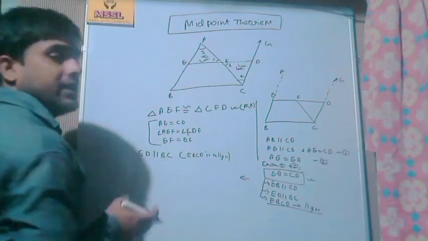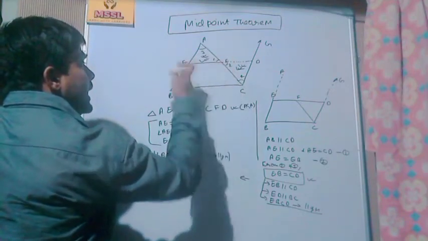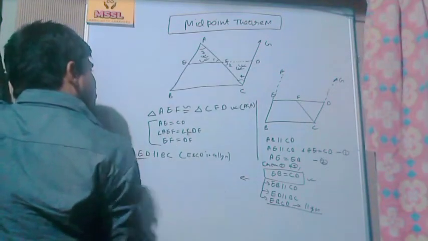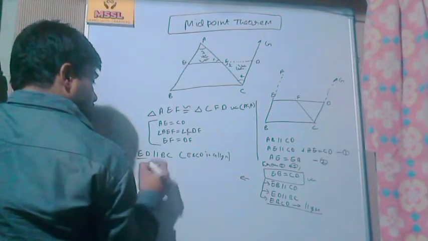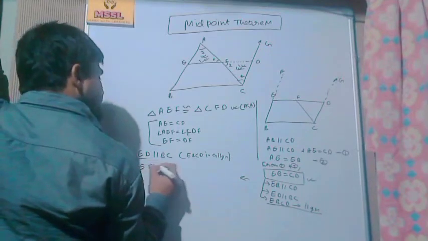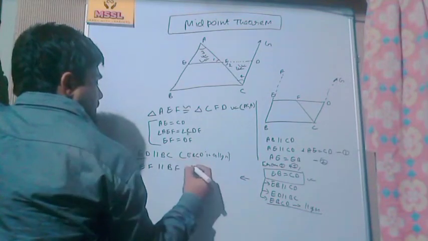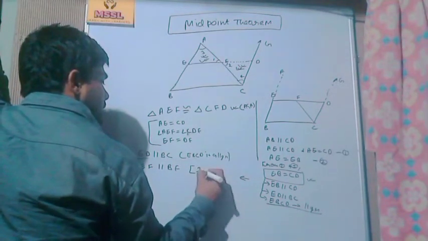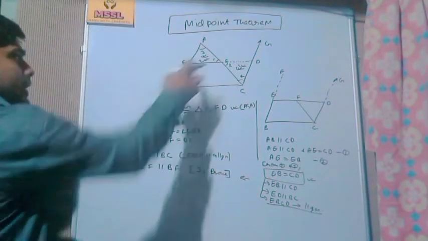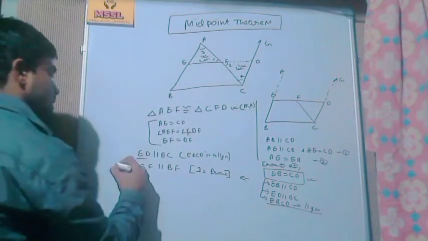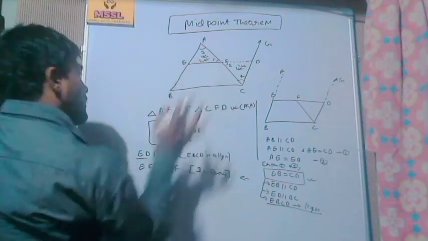So from here we can say that ED is parallel to this. Now, if it is so, we can say that EF is also parallel to BC, right? And this is the first proof. This is what we have to prove: EF is parallel to BC. Done. The next one is this is half. How can we do that?